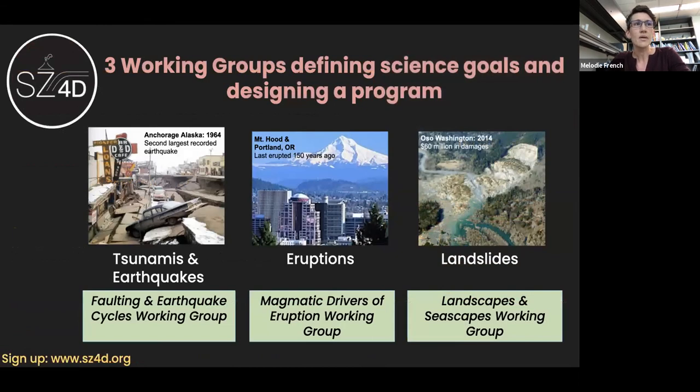Within SZ4D, there are 3 working groups that are developing science goals and defining a science program. These are the Faulting and Earthquake Cycles Working Group, the Magmatic Drivers of Eruption Working Group, and the Landscapes and Seascapes Working Group.